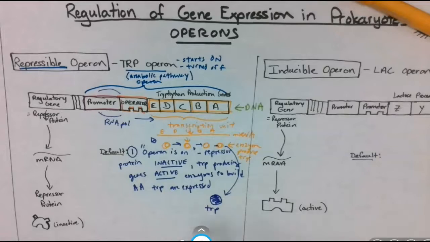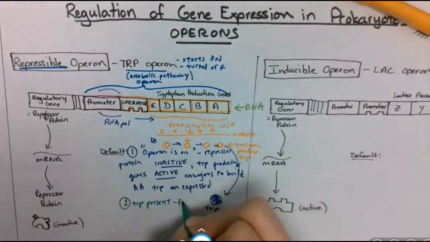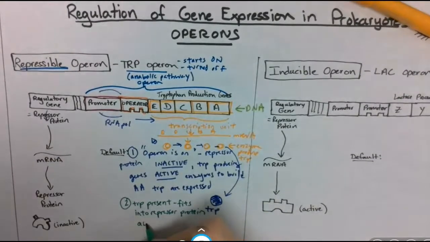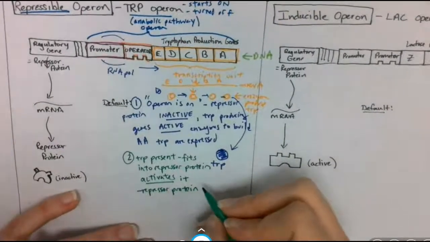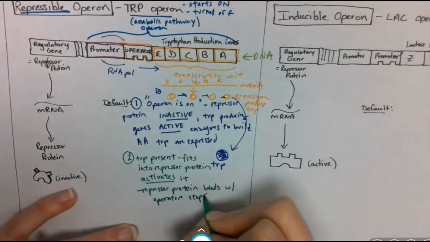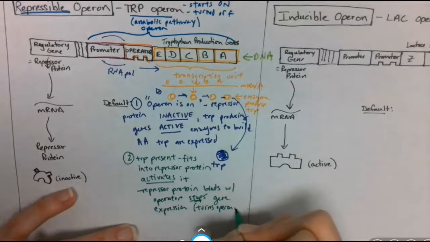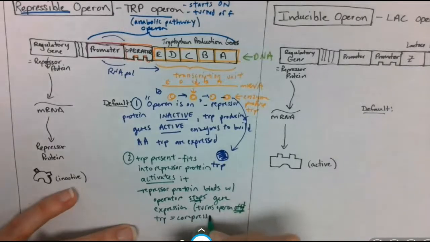But what happens when you have enough tryptophan? Well, when there's enough tryptophan present, okay, this tryptophan fits into the repressor protein and it activates it. Okay? The repressor protein can now bind with the operator and stops gene expression, which means it turns the operon off. Tryptophan then is often called the corepressor because this helps this process occur.